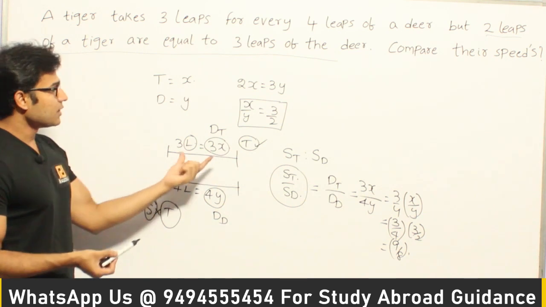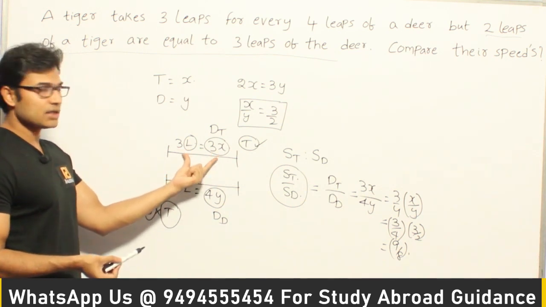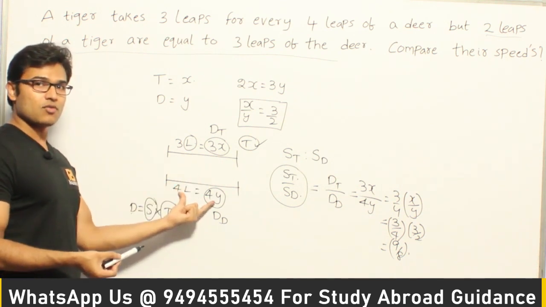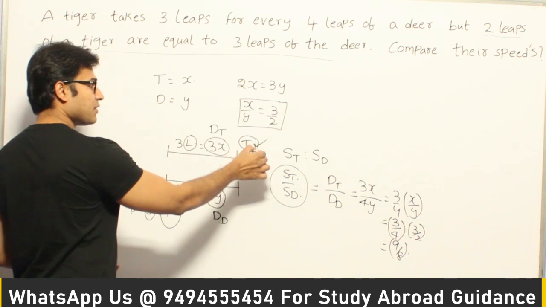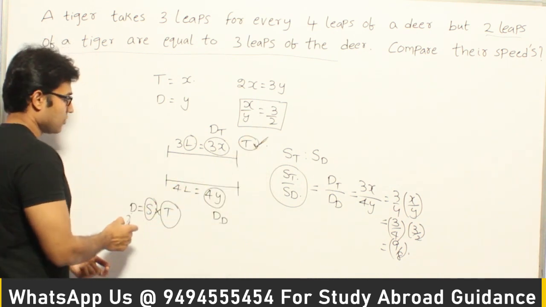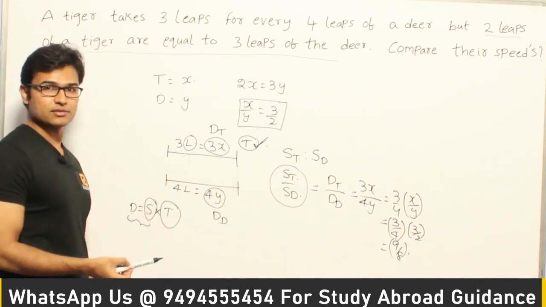If I let the tiger take 3 leaps, in that time the deer is able to take 4 leaps, right? So what does it mean? The time is constant. Once you understand that the time is constant, then only you will be able to understand that speed is directly proportional to distance, and from that you will be able to get the answer, right?